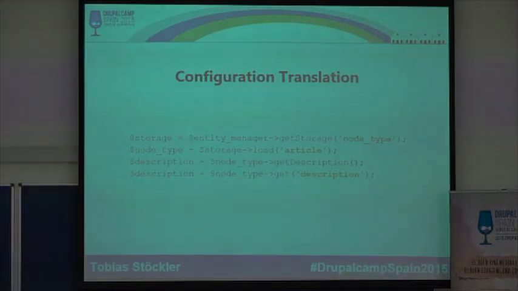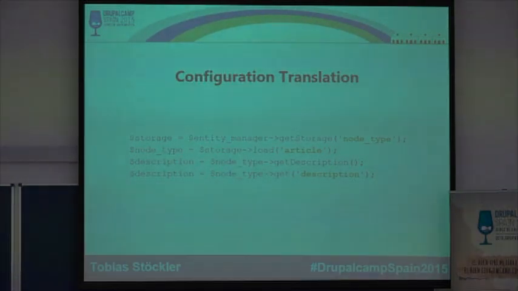So this code gets the node type storage. It loads the node type, which is what we've seen before, and then it calls the get description method, and we get the description. Because the config system is so smart, we get it in the right language depending on which site we're on. The get description method is node type specific. There's also a generic get method, which you can use for all config entity types, and again, this will just work with translation out of the box. Nothing to do there.